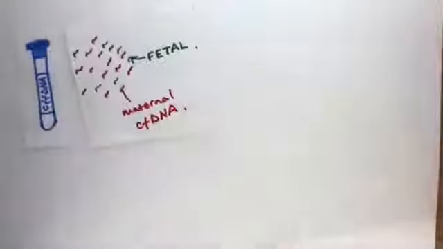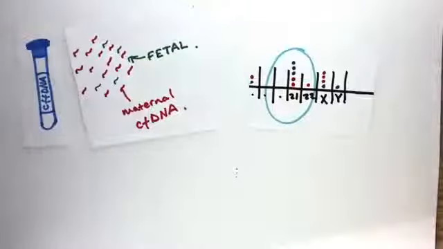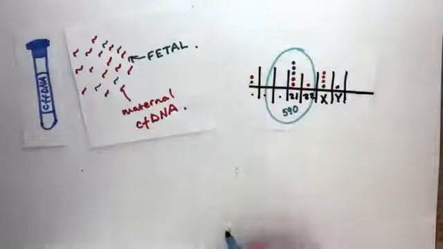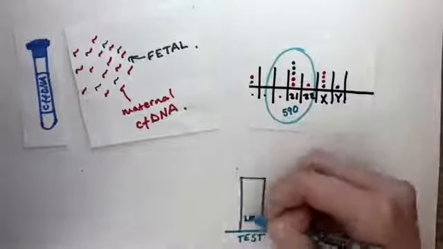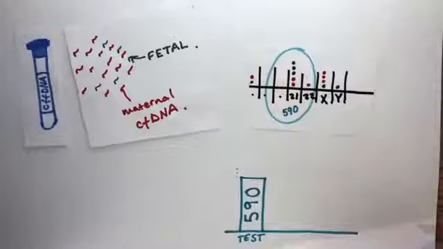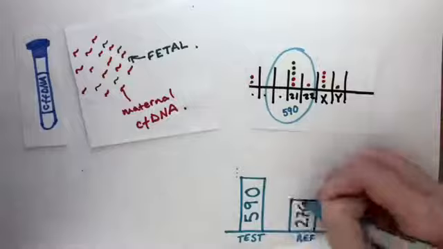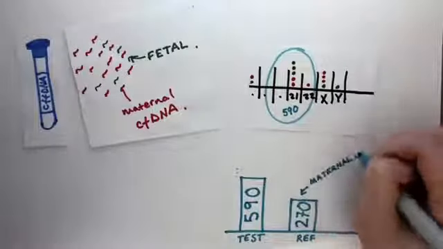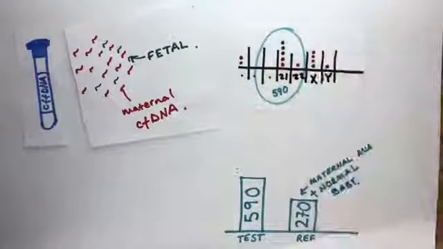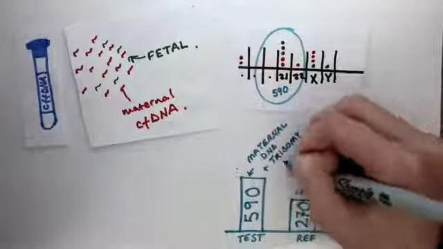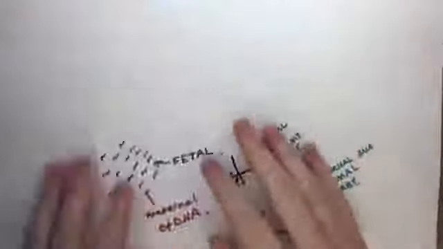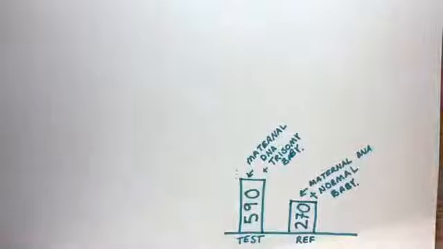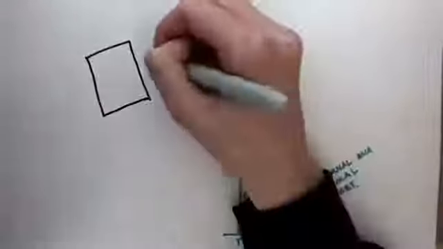So how do we then recognize trisomies, for example, trisomy 21? Say you got 590 reads for chromosome 21 from this sample. Well, you would compare that to a reference, which was a mother and a normal baby. Maternal DNA in a trisomy baby will result in more reads in the chromosome 21 region, for example, than a mother and a normal baby. And this is how you can test to see if there is a trisomy.